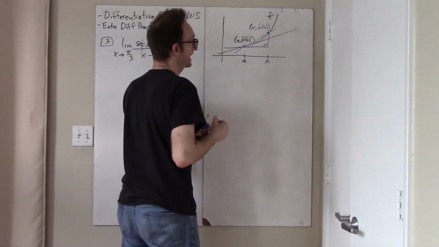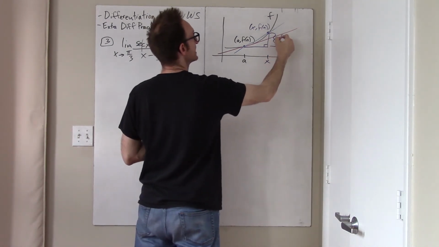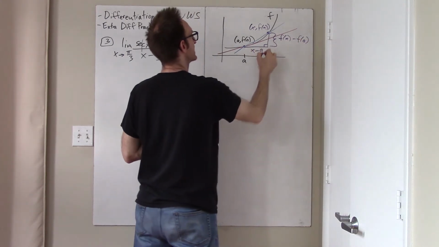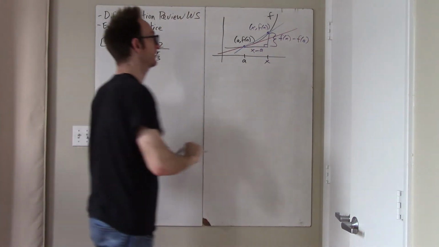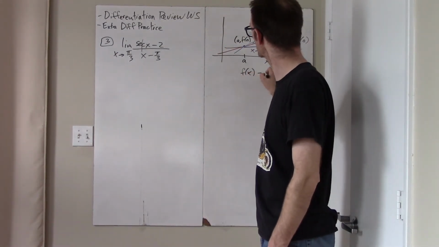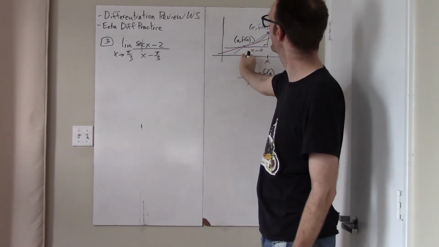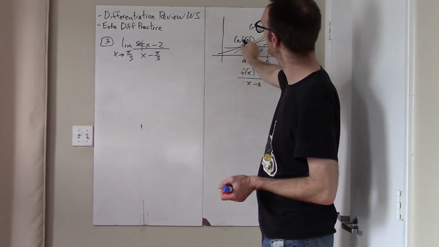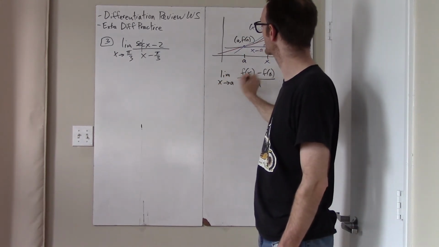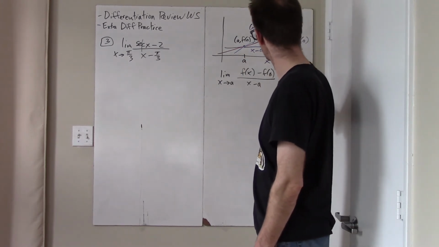Okay, and then we can just look and see what is the change in y. It's f of x minus f of a. What is the change in x? It's x minus a. And so if we take the slope of the blue line, which is f of x minus f of a over x minus a, and we move those 2 points infinitely close together, then the slope of that blue line will equal the slope of the red line. And so this is the limit. We take the limit as x approaches a by moving those 2 points infinitely close together. And this, by definition, is f prime of a.